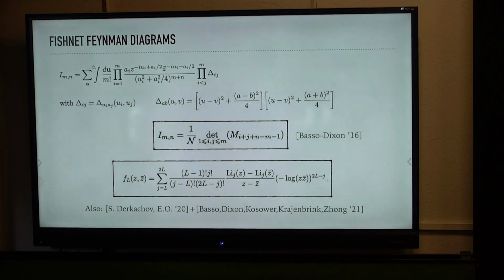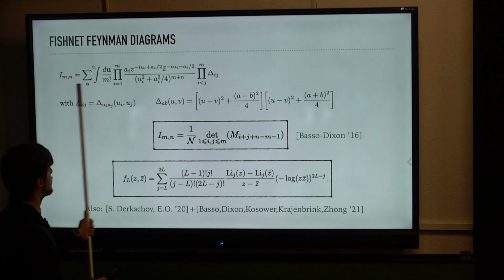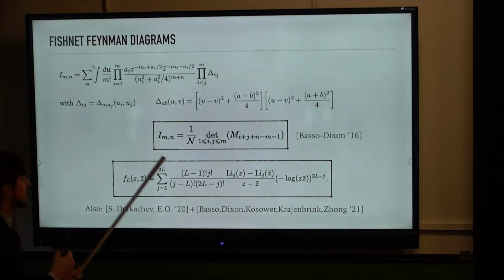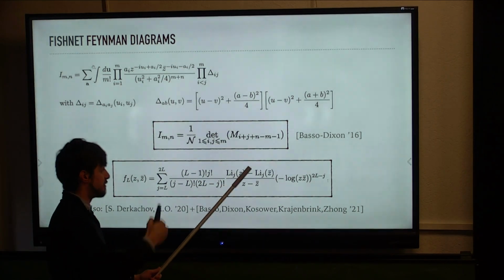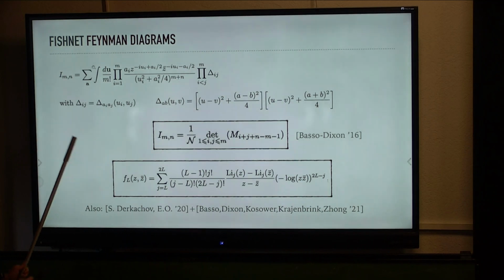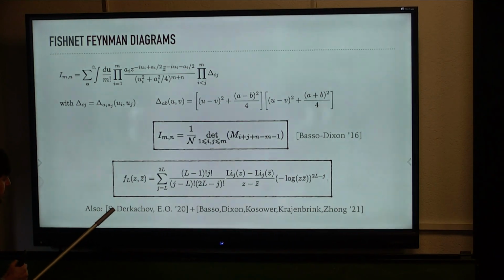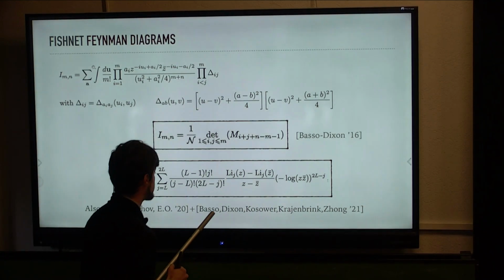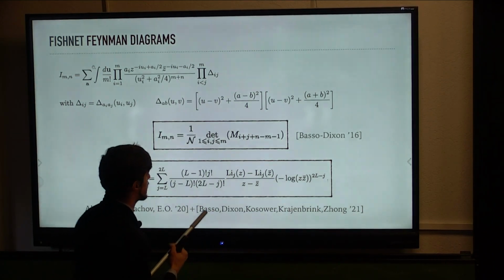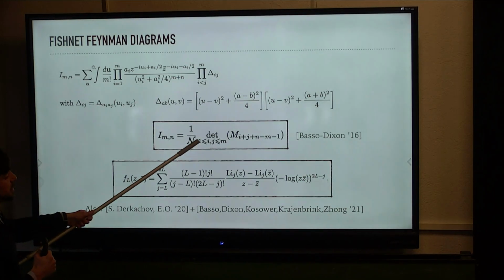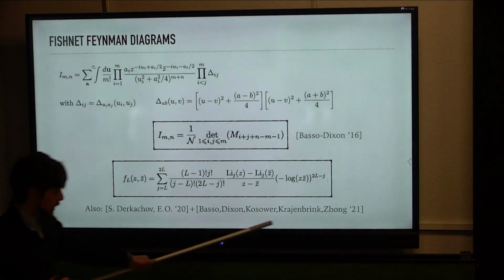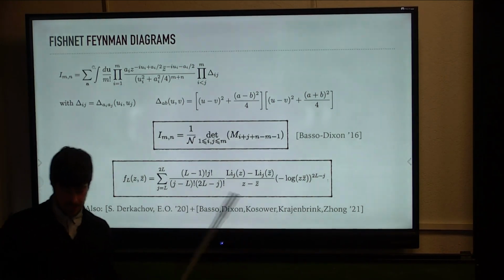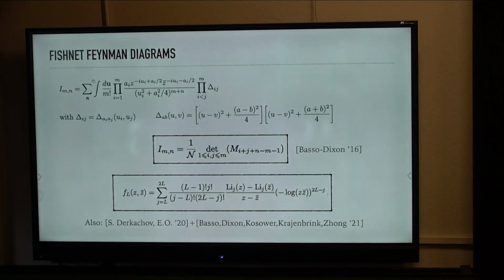So this result was, by the way, proved after having been derived via conjecture by Basso and Dixon. These results were proved by me and Sergei, based on separation of variables for a spin chain that I'm going to explain now, plus the procedure that allows you to go from this representation to the determinant representation, which was shown pedagogically in this other paper.